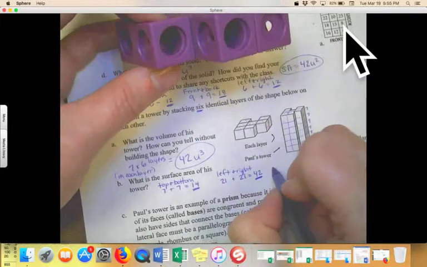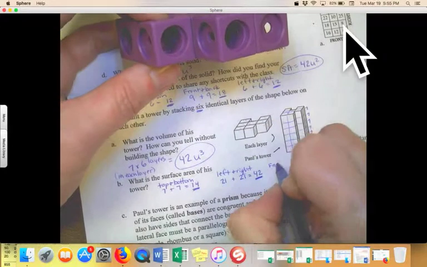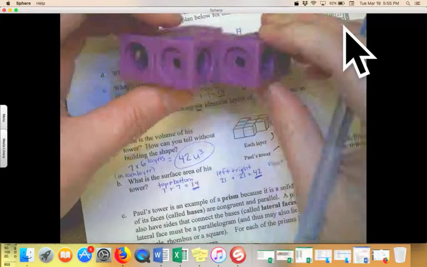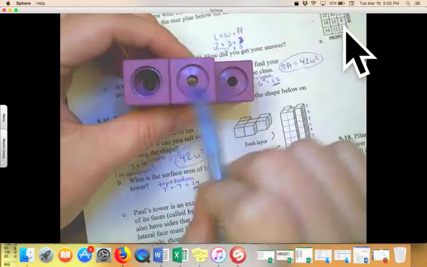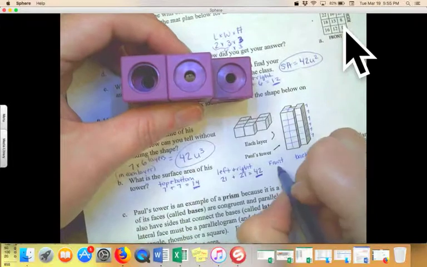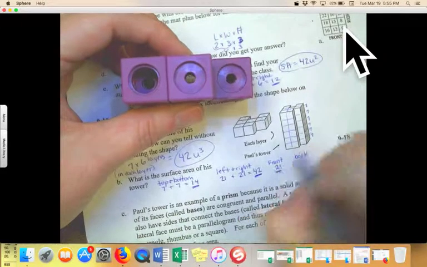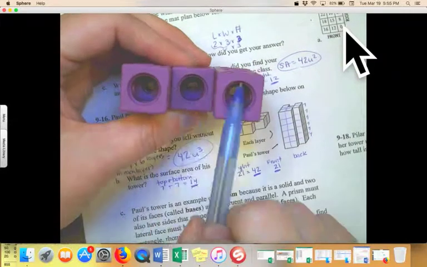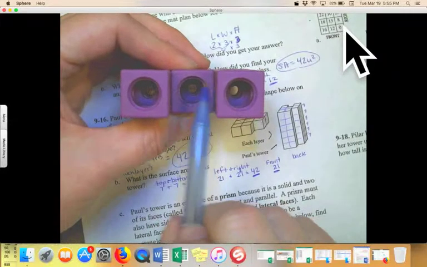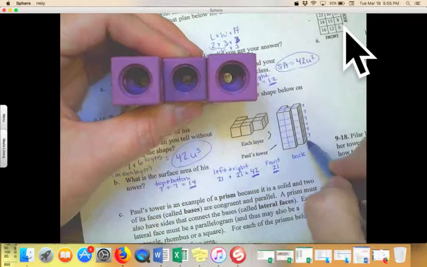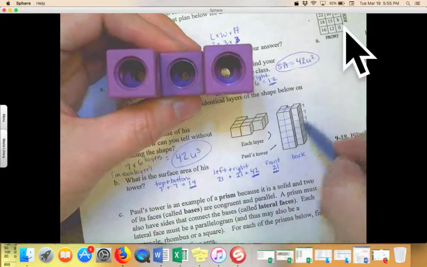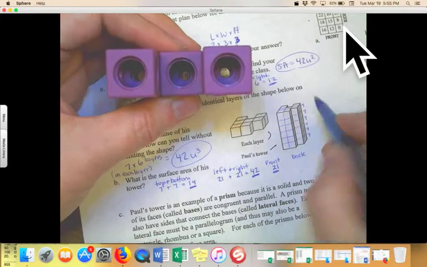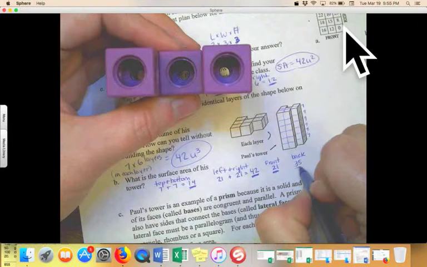Okay? Now we have the front, and then we have the back, which is going to be different because of those hidden sides. The front is just 3 per layer, and there are 7 layers, so the front is just 21. When it comes to the back, we've got 1, 2, 3, 4, 5. We've got these hidden faces. So we have 5 on each side of the back, and there are 7 layers. So 5 times 7 is 35.